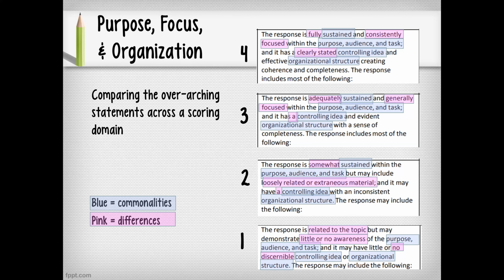And then finally, let's look at that organizational structure. So how effectively did the student do that? Well, it's very effective in a 4. It may just be evident in a 3. It may be inconsistent in a 2. And the 1, of course, is still that little to no discernible structure.